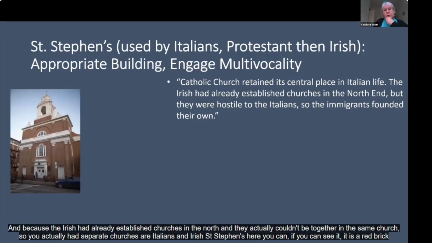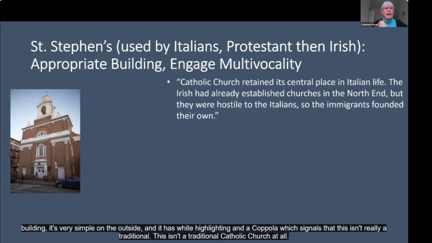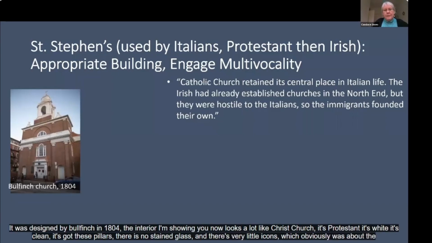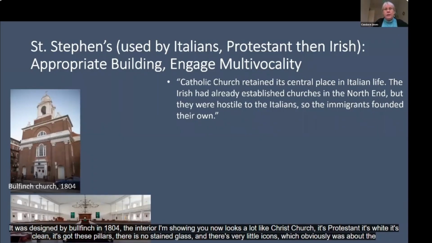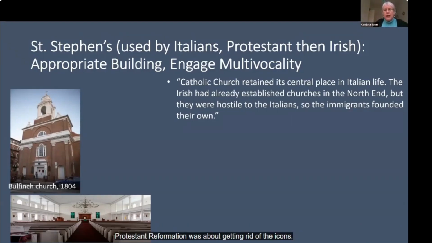The St. Stephen's here, if you can see it, it is a red brick building. It's very simple on the outside, and it has white highlighting and a cupola, which signals that this isn't a traditional Catholic church at all. It was designed by Bulfinch in 1804. The interior I'm showing you now looks a lot like Christ Church. It's Protestant, it's white, it's clean, it's got these pillars, there is no stained glass, and there's very little icons, which obviously was about the Protestant Reformation, was about getting rid of the icons.